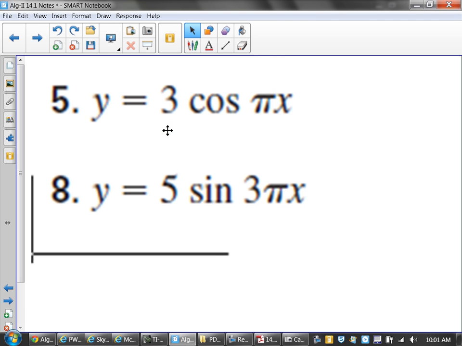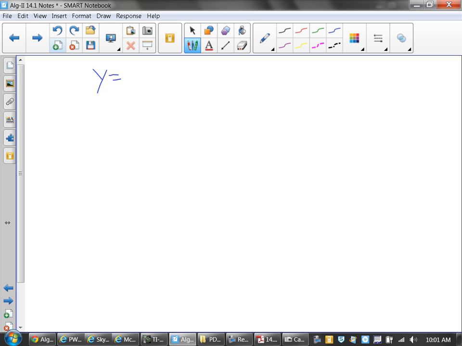Let's see. 3 cosine pi x. Y equals 3 cosine pi of x. It means my A value is 3. My B value is pi. So my amplitude is 3. My period is 2.